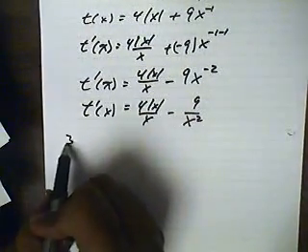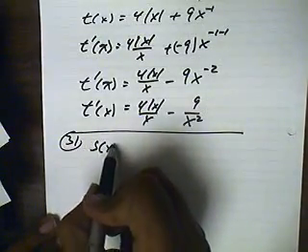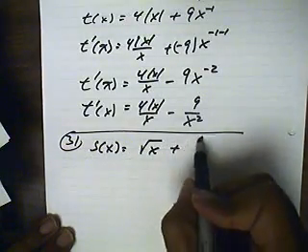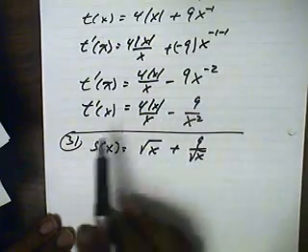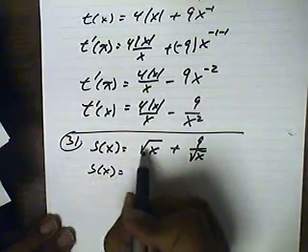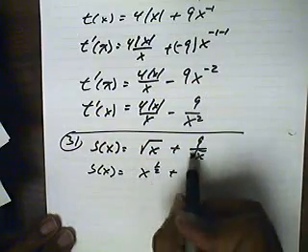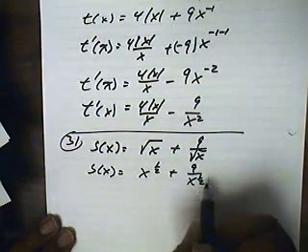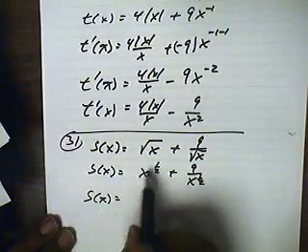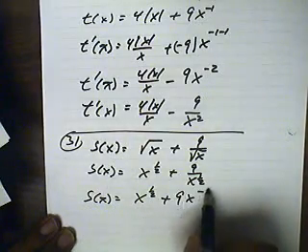Okay, let's try number 31. Our function now is s of x equals the square root of x plus 9 over the square root of x. In order to take derivatives, we want this in terms of powers. So I'm going to convert the root into a fractional exponent, x to the 1/2, and also the denominator, x to the 1/2. The first term is already in terms of powers, but the second will be 9x to the negative 1/2 power.